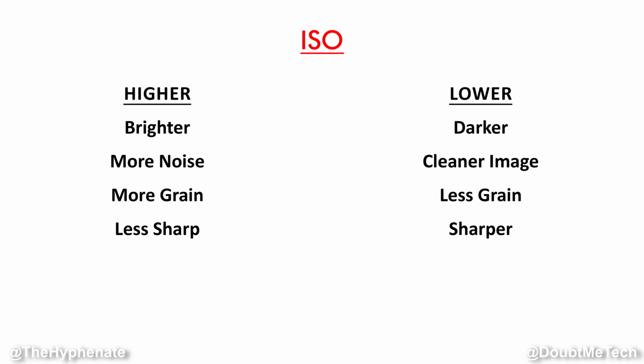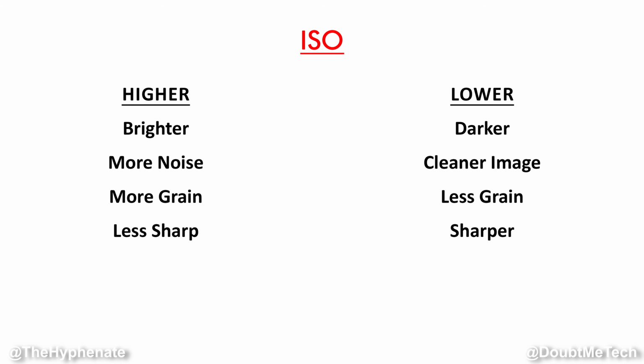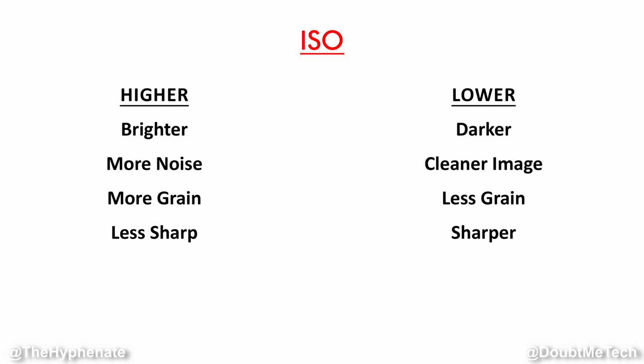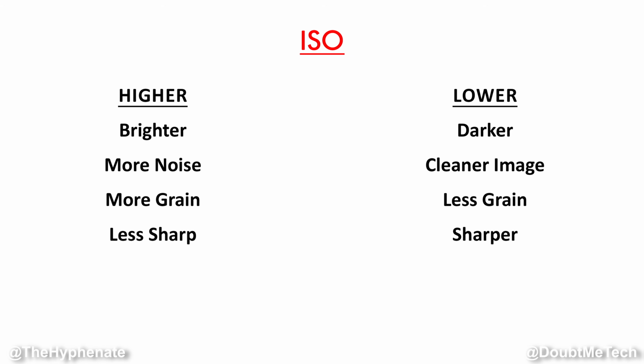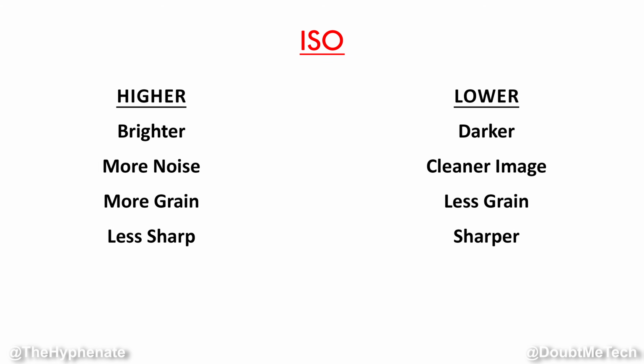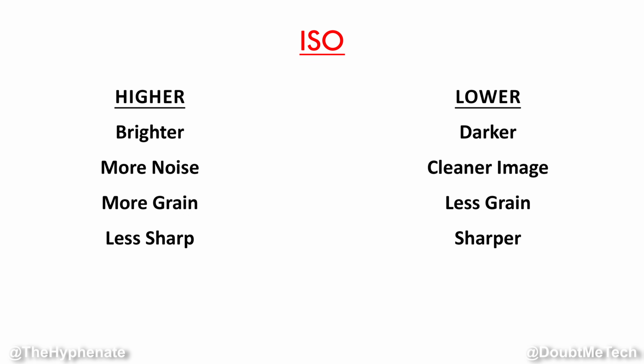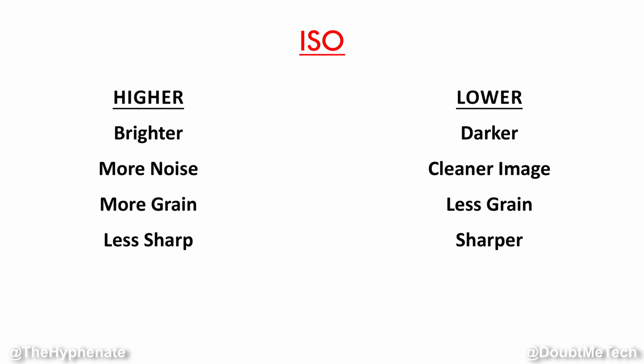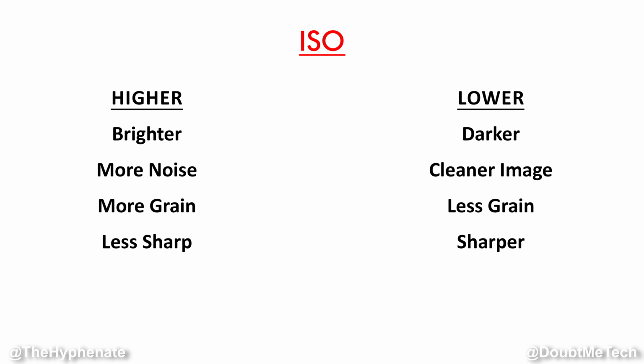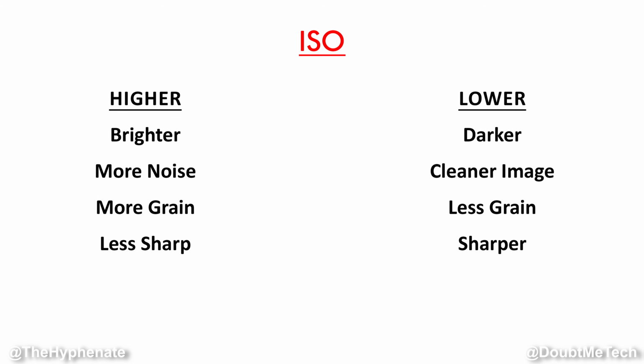So lastly, we have ISO, and it's not "I-S-O," it's just "ISO." This adjusts your sensor's sensitivity to light. The higher you bring up your ISO, the more light. The lower the ISO, the darker. However, there are some trade-offs. The higher you go up in ISO, the more noise you're going to get in your image, so more grain and less sharpness. And the lower you are in your ISO, the cleaner the image, less grain, less noise, and sharper.